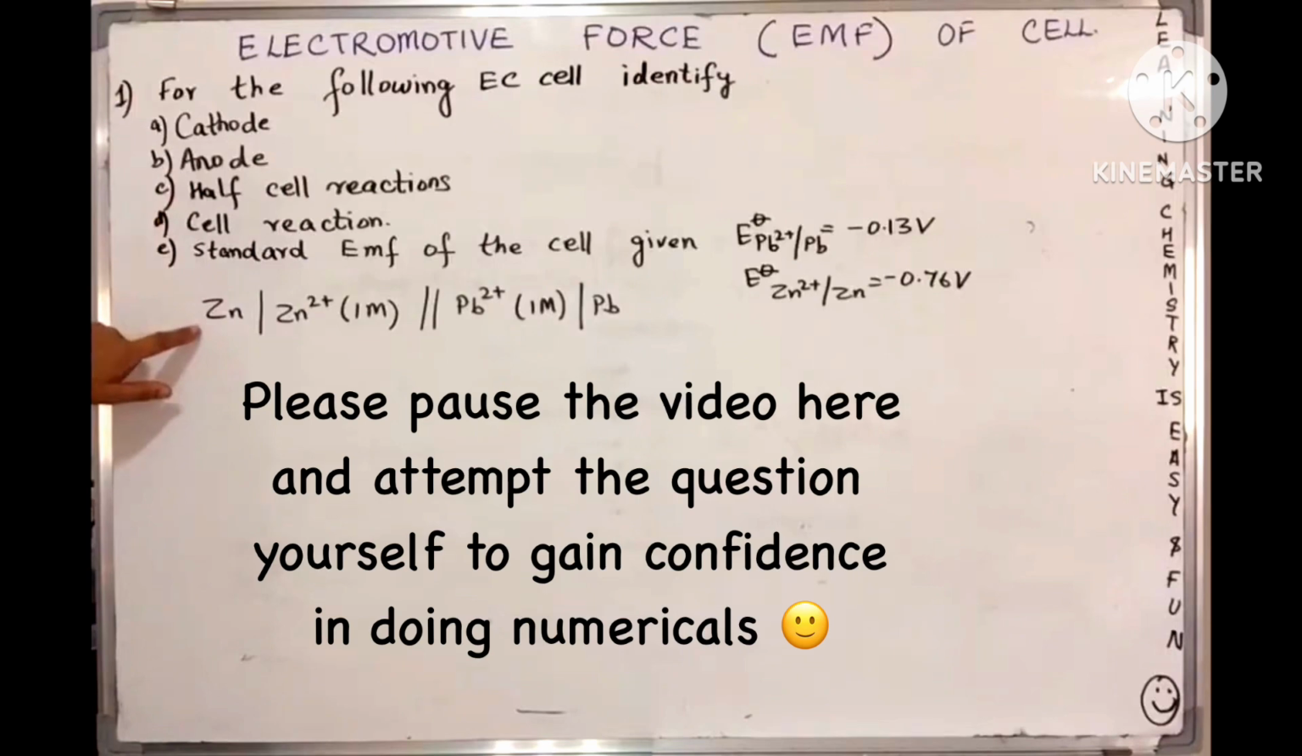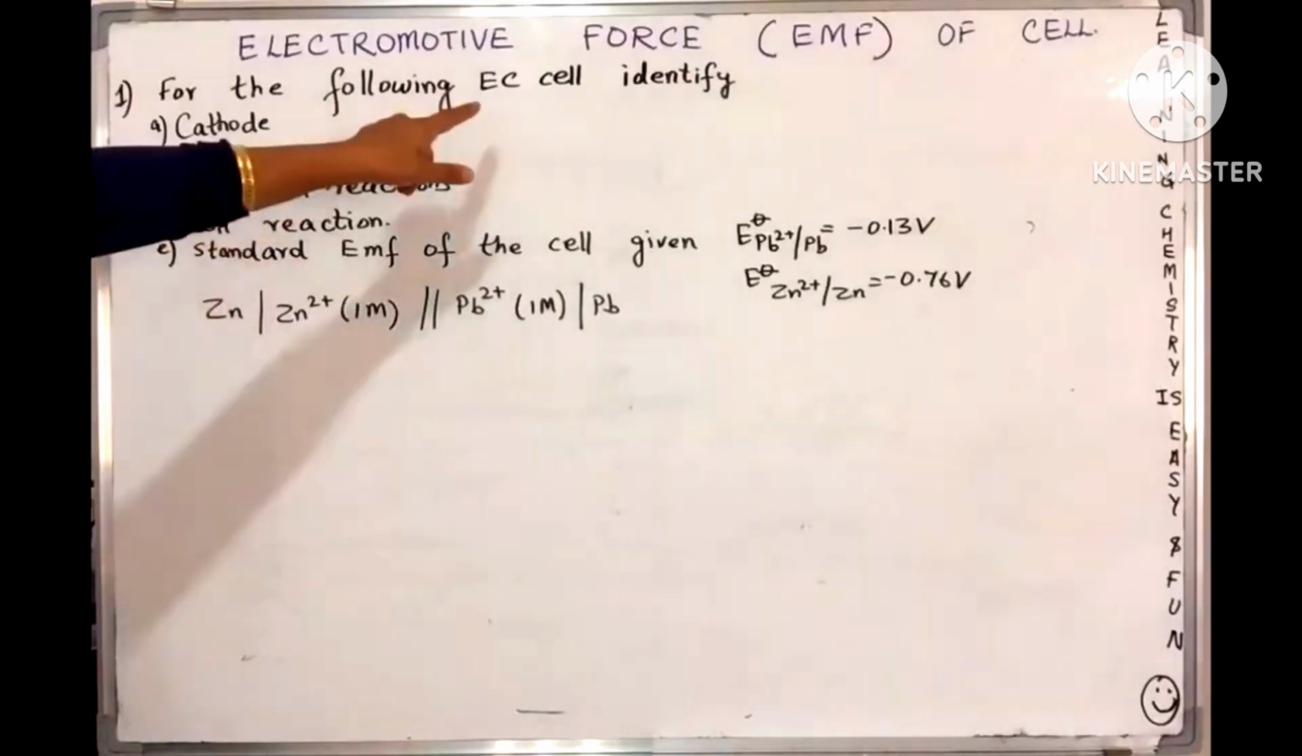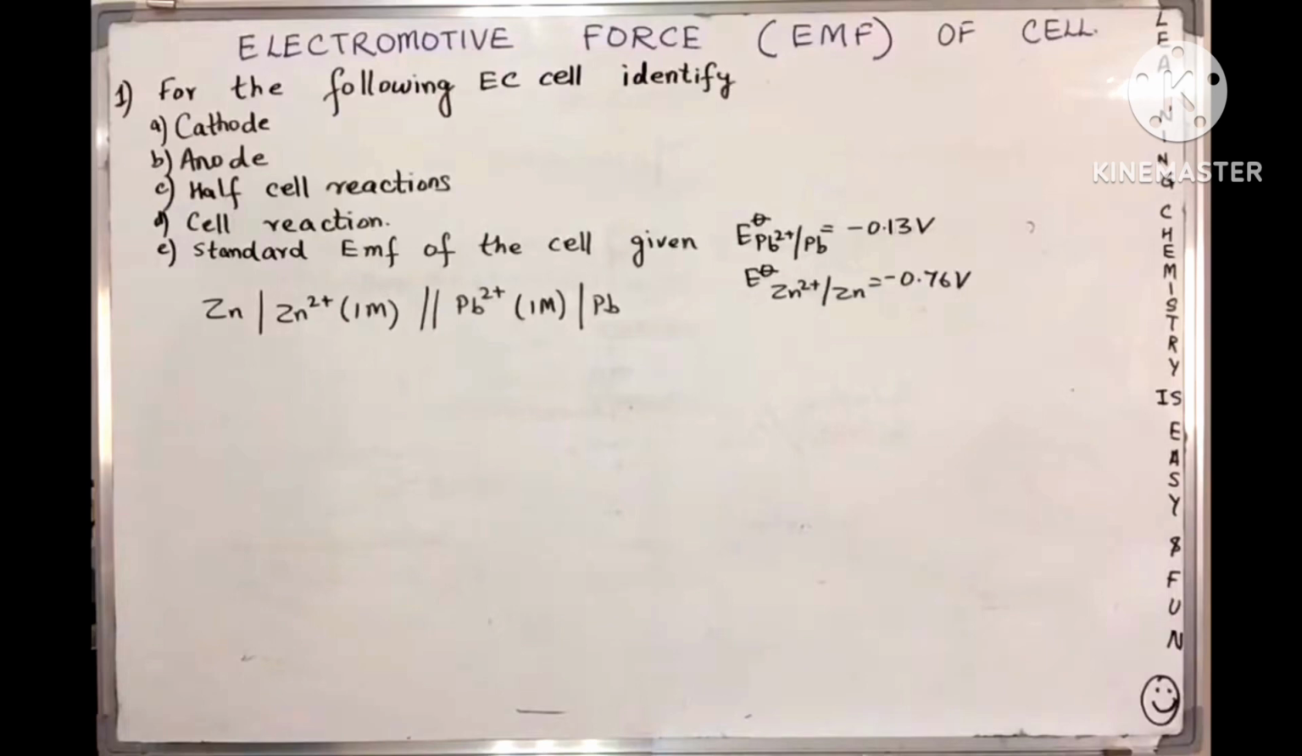there's an EC cell representation given over here. What is this EC? Yes, electrochemical. For this particular cell representation, you have to identify the cathode, the anode, the half cell reactions, the complete cell reaction, and the standard EMF of the cell when the values are given to you. Now I am using the word values.